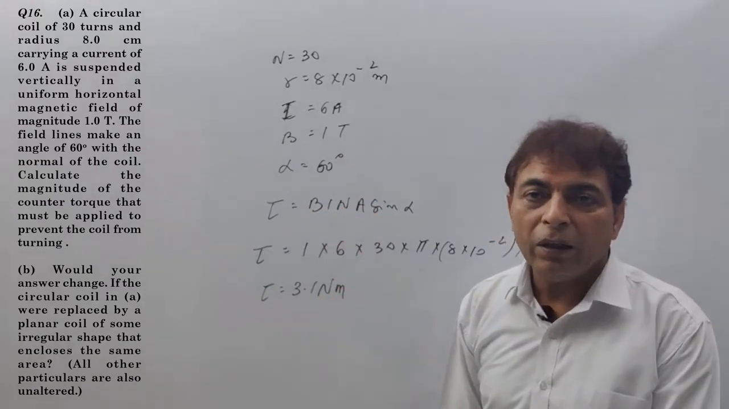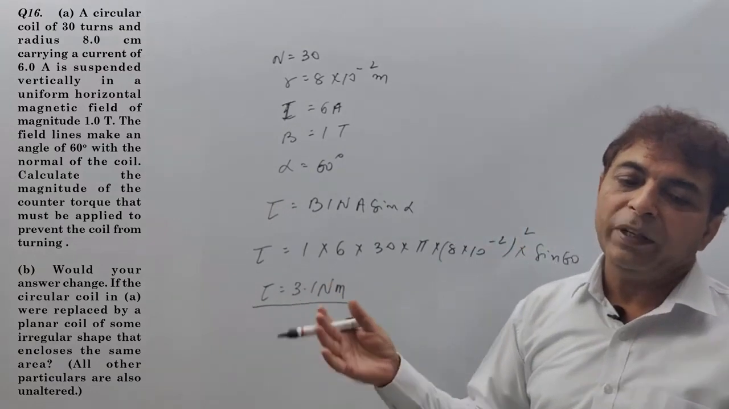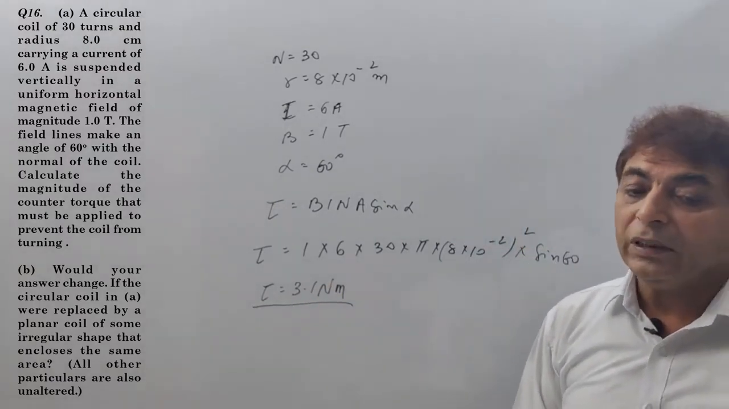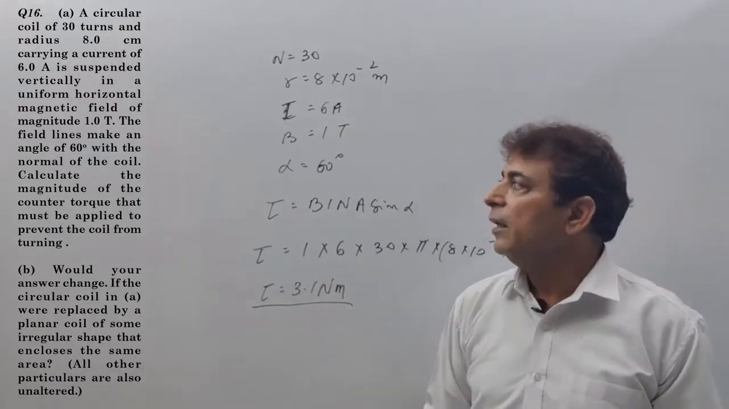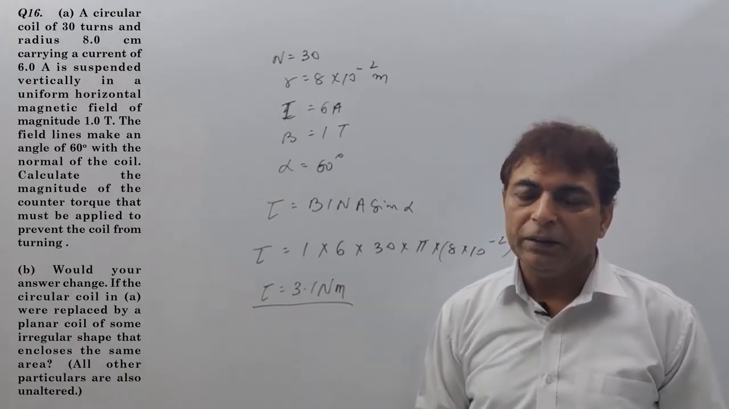We need to apply an equal counter torque to prevent the coil from turning. Okay, that's the first part, the answer for the first part.